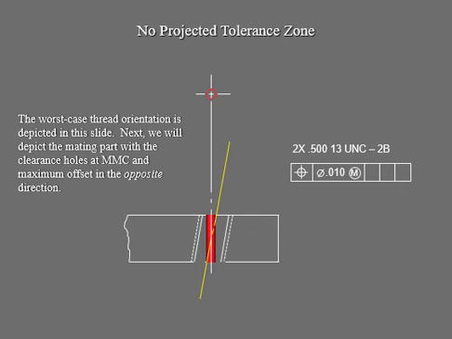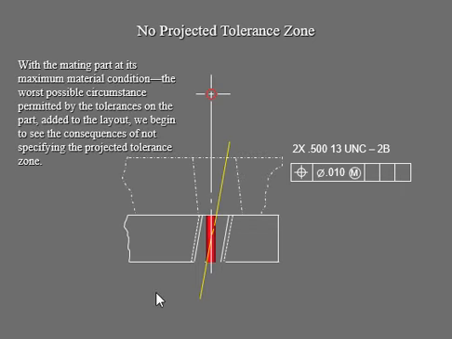Of course, now let's get into the mating parts and see. So now we bring in the mating part. So here is the mating part and here is your part, and they have to go into each other. So you have your mating part at the maximum material condition, and we're considering the worst possible circumstance permitted by that tolerance range, leaning to that side, which is your right side. So we're gonna see the consequences if we don't use the projected tolerance zone, what's gonna happen by joining in this method without the projected tolerance zone.